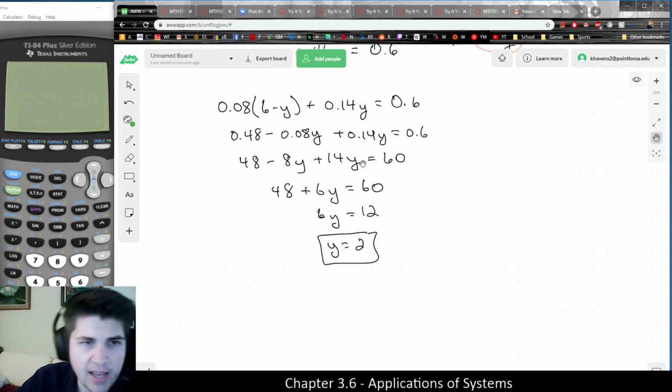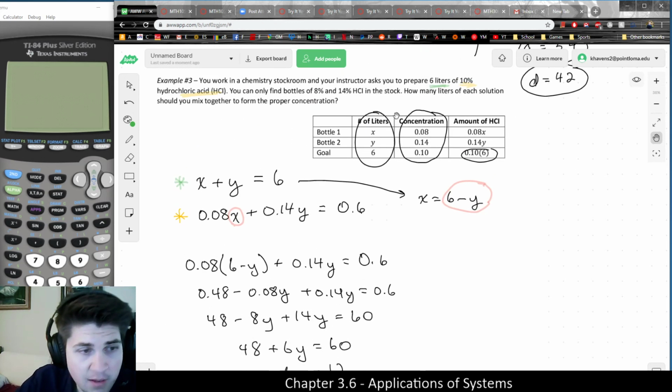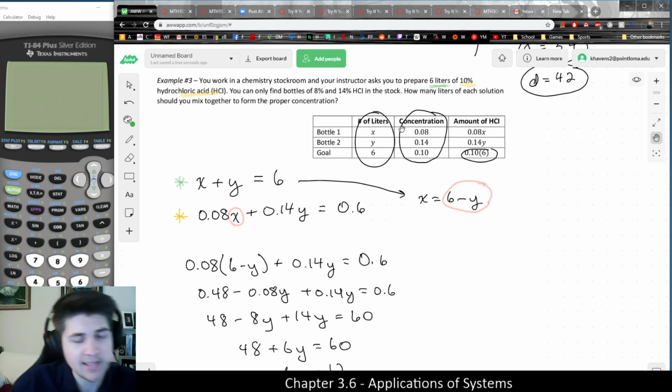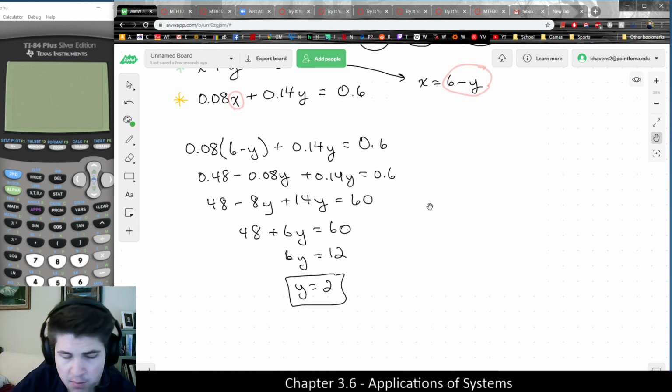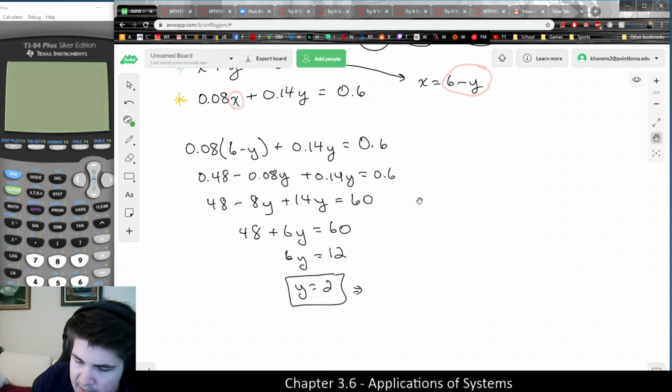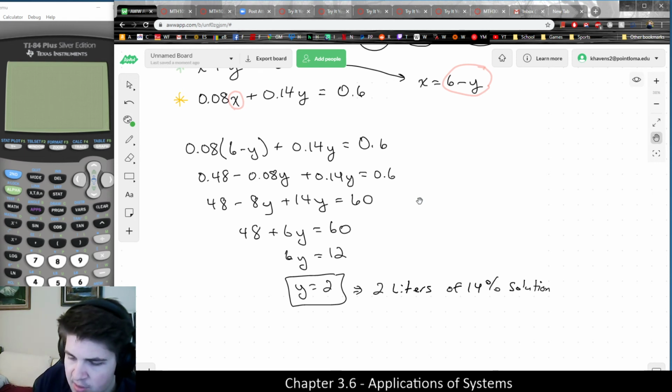And also, since I labeled my variables, well, that's a step that I kind of gave you, but this is what I would always recommend beginning with: organizing the information. What are my bottles? What's my goal? How much of each? What do my variables mean? X was the number of liters of bottle 1, and Y was the number of liters of bottle 2. So what this is implying is that I need 2 liters of 14% solution. And since X plus Y had to be 6, I also know that X is equal to 4, which implies that I need 4 liters of 8% solution.